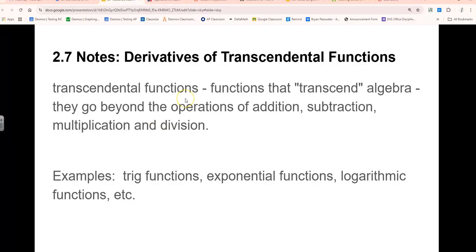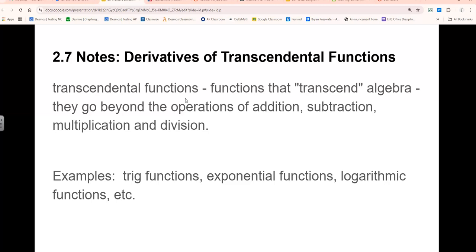Right, so transcendental functions are functions that transcend algebra. They go beyond adding, subtracting, multiplying, and dividing. And I would even say it goes beyond things like raising something to the second, third, or fourth power, because that is really still multiplication, just repeated multiplication. The examples we're going to see are your trig functions, exponential functions, and log functions, which are the ones we're going to focus on today.